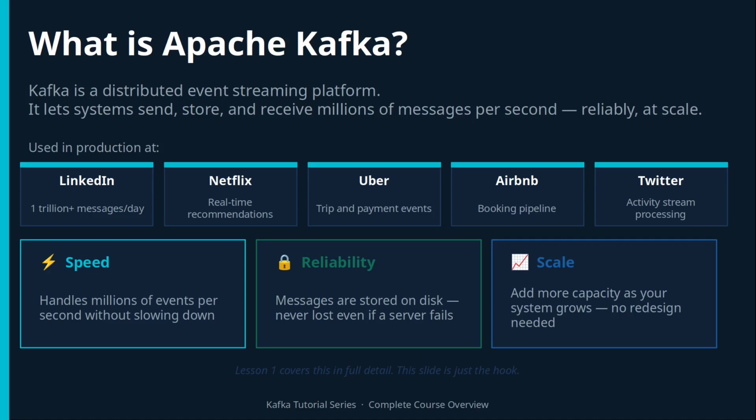Kafka solves 3 core problems. Speed. It handles millions of events per second without slowing down. Reliability. Messages are stored on disk, so they are never lost even if a server goes down. And scale, you can add more capacity as your system grows without redesigning anything. Lesson 1 goes into full detail on all of this. This slide is just the hook.